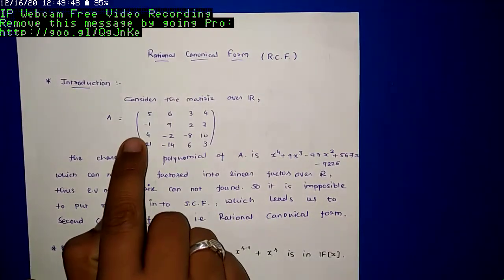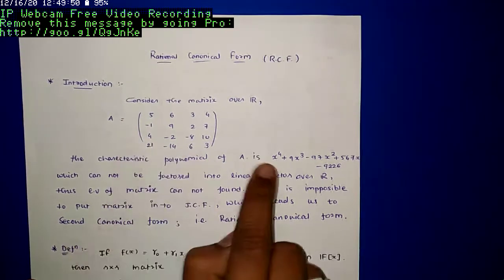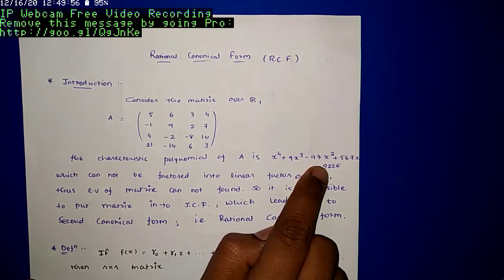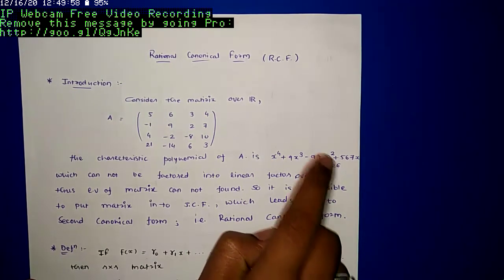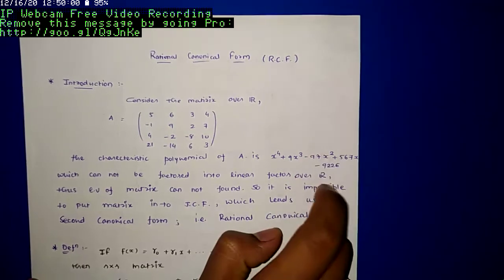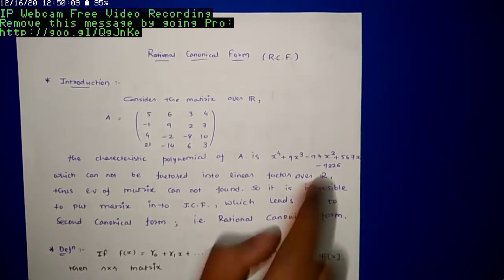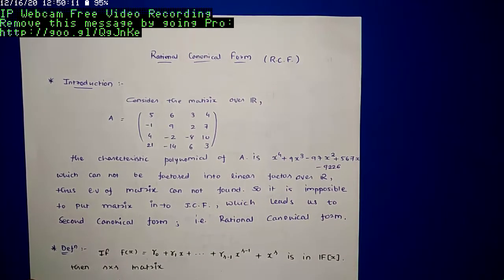And for this matrix, this is the characteristic polynomial. And if we want to find its characteristic roots, then it is clear that the characteristic root does not come in R. So what do we do? We cannot find a possible Jordan canonical form. So for that, we want to study rational canonical form.